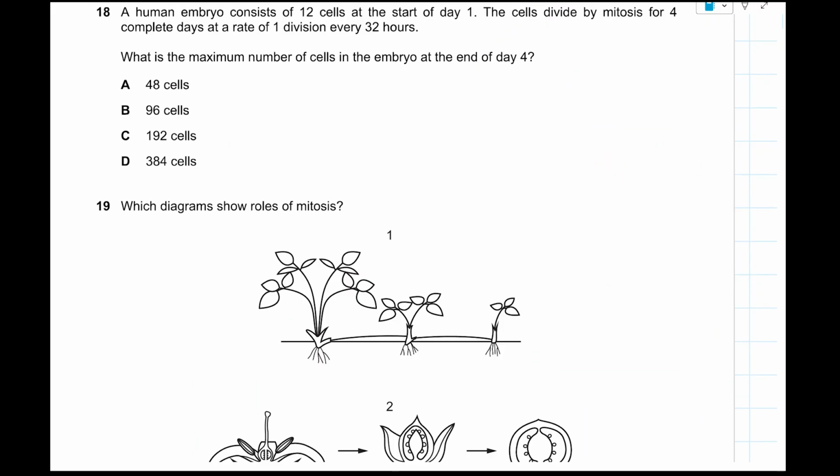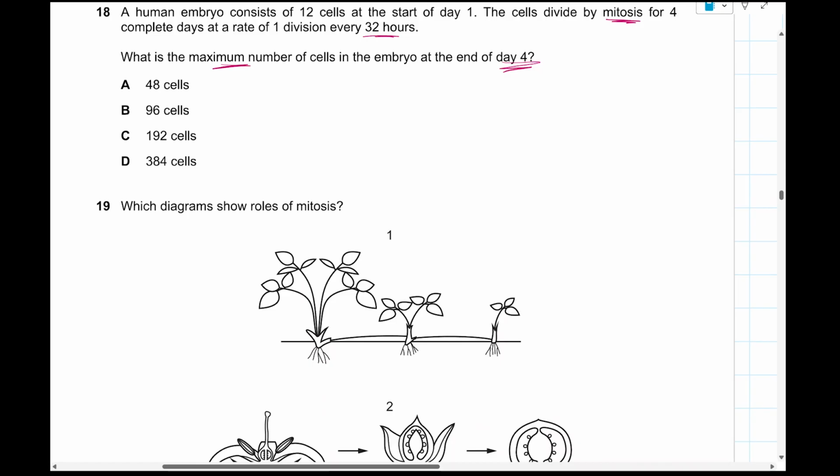Question number 18. A human embryo consists of 12 cells at the start of day 1. The cells divide by mitosis for 4 complete days at a rate of 1 division every 32 hours. What is the maximum number of cells in the embryo at the end of day 4?